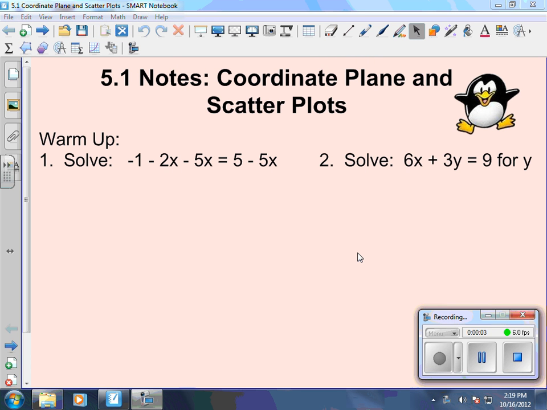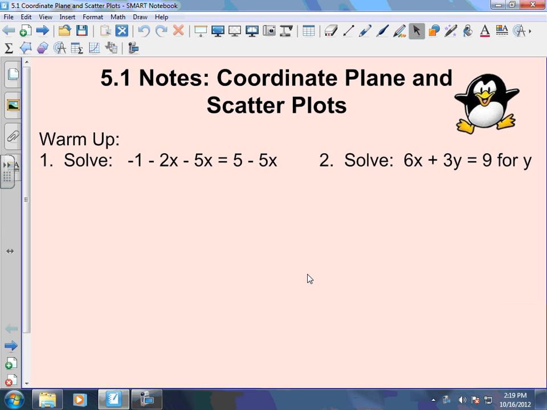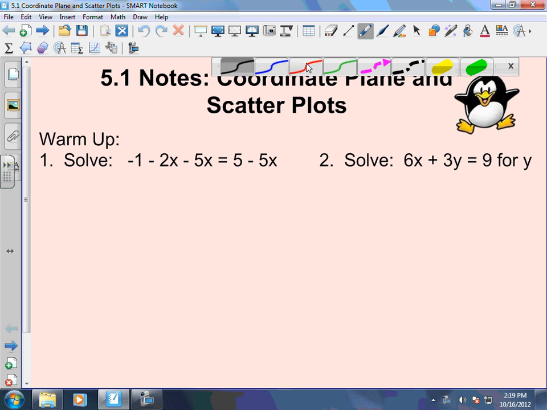This is lesson 5.1, coordinate plane and scatter plots. We are going to do the warm-ups, so go ahead and pause the video, do the warm-ups, and then restart the video again.